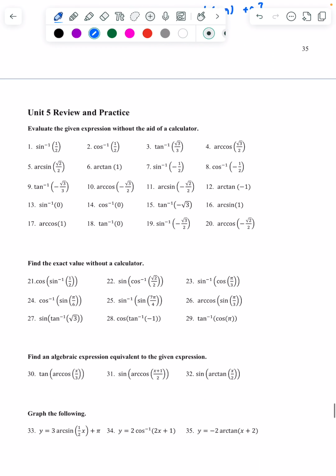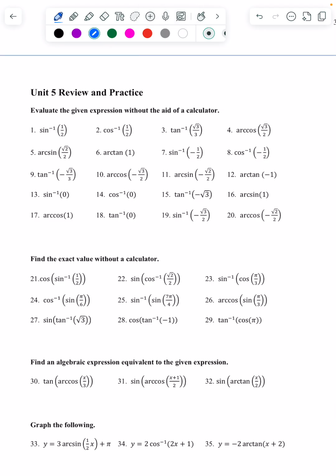The rest of this stuff is really pretty quick, just quick reviews. Those are not super difficult. Inverse sine of 1/2, that is pi over 6. Inverse cosine of 1/2, that's pi over 3. Inverse tan of root 3 over 3, that's pi over 6. Arc cosine or inverse cos of root 3 over 2, that's pi over 6, and so on and so forth. These are common values. Arcsine of root 2 over 2 is pi over 4. Arctangent of 1 is also pi over 4. Those are just very quick.